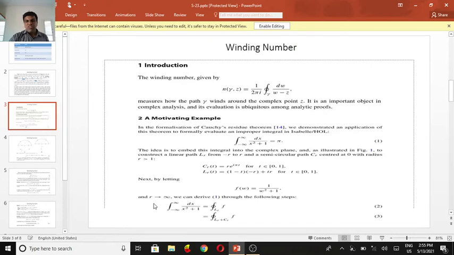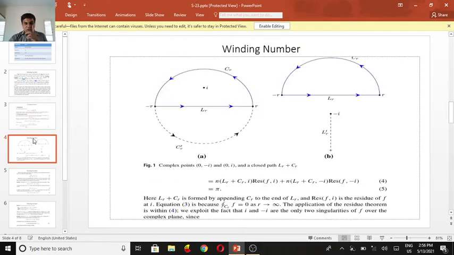For R tending to infinity, we can derive the result through the following steps. The integral from minus infinity to plus infinity of dx divided by x squared plus 1 is equal to the integral of f over the linear path LR, which is equal to the integral over the closed path, linear path plus circular path, of f. Call this equation 3. We come to the example.